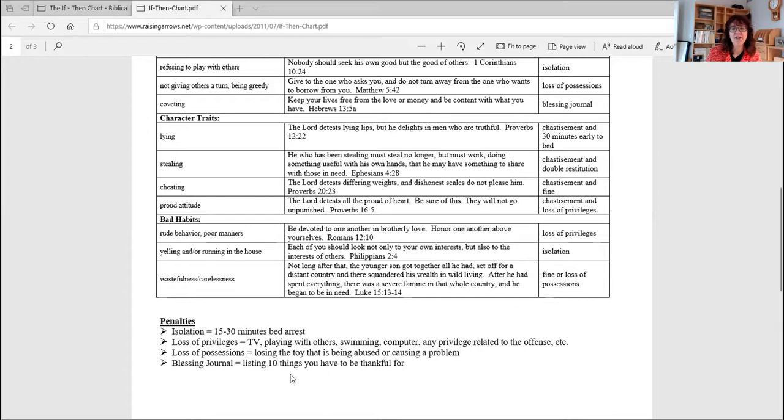Blessing journal. List 10 things you have to be thankful for. We're always hearing about gratitude, right? When you get a little stir crazy, you start doing things you wouldn't normally do, right? And that's where your kids, you can't expect them to handle being in isolation if you're having a hard time being in isolation and not having your normal routine. So help each other by working together on these if-then consequences, helping each other get through the moments where you're having a bad time, and saying, I love you anyway, it's okay. We just need to get through this and not continue it.